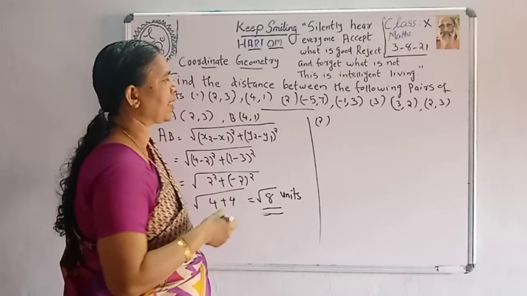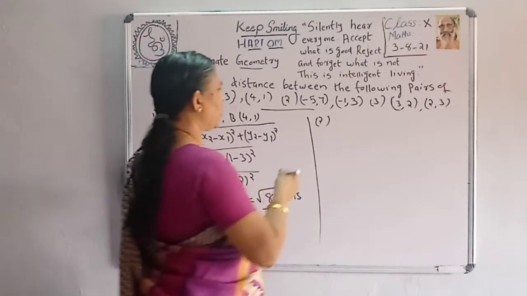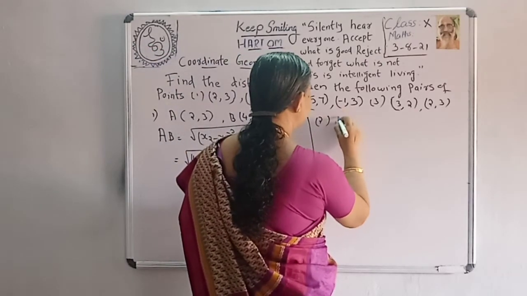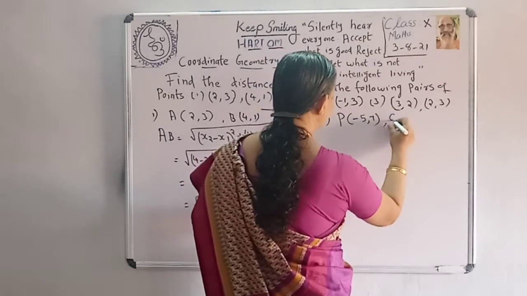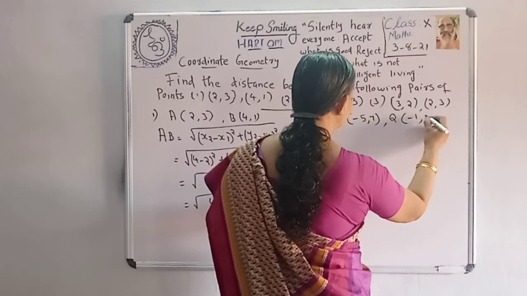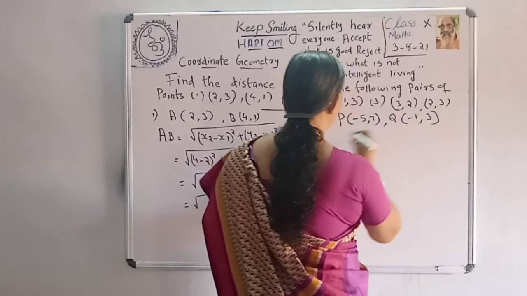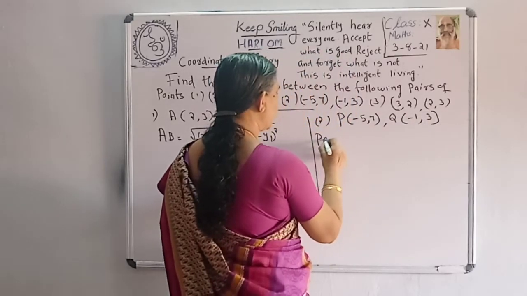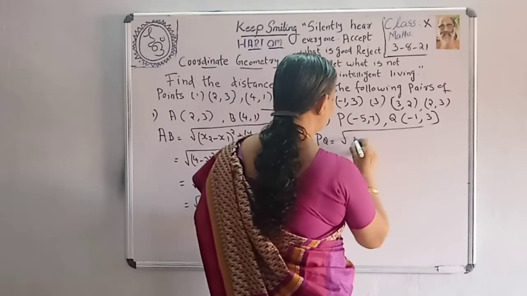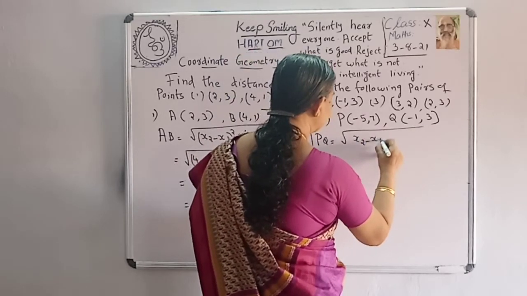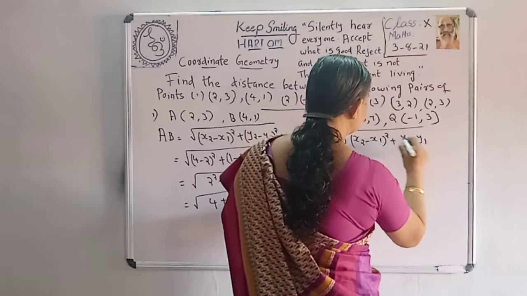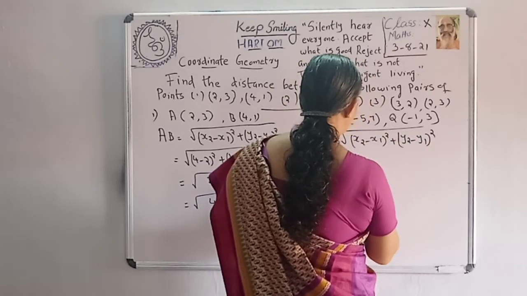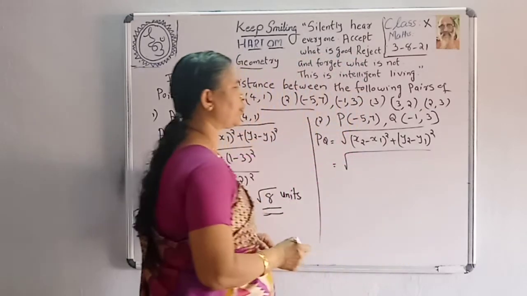Okay. Then what is our second question? Second one: minus 5, 7 and minus 1, 3. We can name this minus 5, 7 as P. P is (-5, 7) and Q is (-1, 3). Then what is the distance PQ? PQ is equal to the square root of (x2 minus x1) the whole square plus (y2 minus y1) the whole square. That is equal to the square root of, what is x2 minus x1?